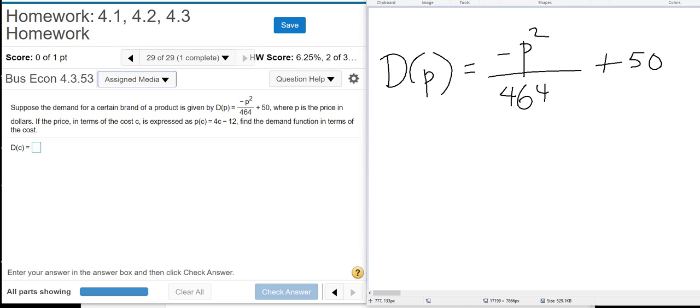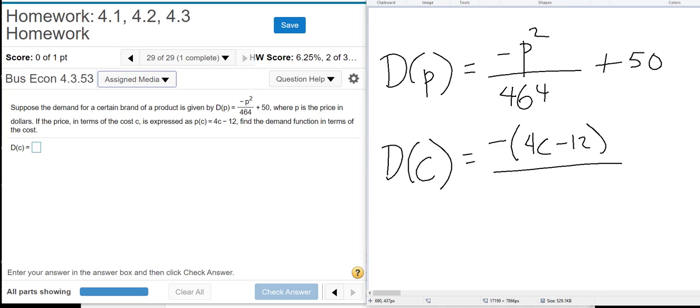And then they tell us P of C is 4C minus 12. So all I'm doing is I'm substituting in for P what they tell me P of C is equal to. So my function has changed from a function in terms of price to a function in terms of cost.